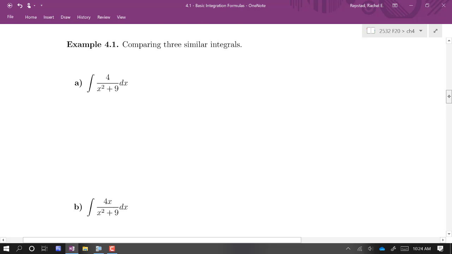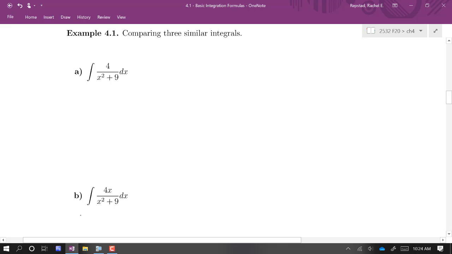They look really similar, right? They have all of the same denominator. The difference is in the factor of x that's in the numerator. So in the first one, we've got no x, just a constant. The second one, we've got one factor of x. And then the third integral here, it's an x squared.